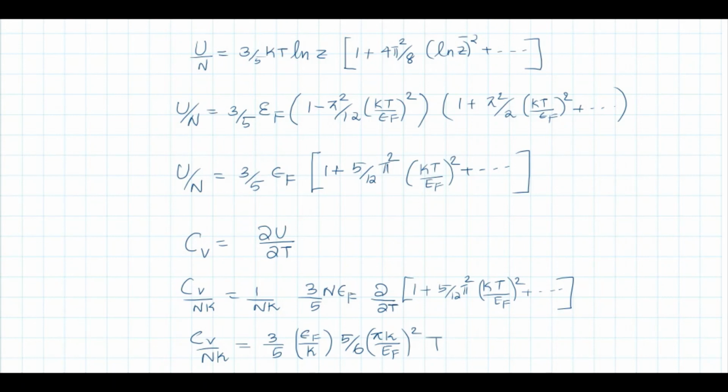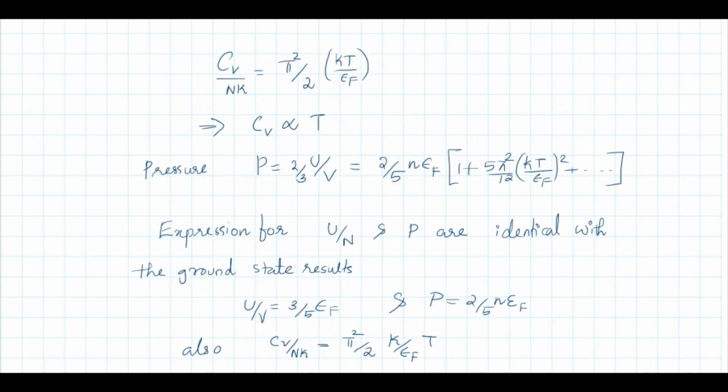N by V is actually small n into EF into this term. So you can substitute that value here. So you will get 2 by 5 n EF into 1 plus 5 pi square by 12 kT by EF whole square plus etc. So this is the equation for pressure of ideal Fermi gas at low temperatures. This is the specific heat of ideal Fermi gas at low temperatures. It is proportional to T.